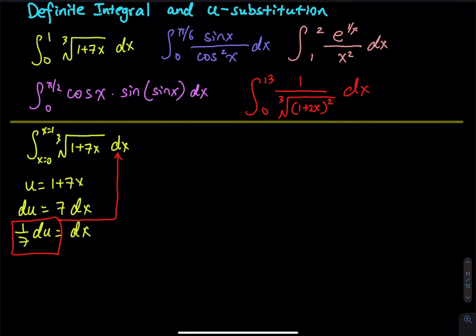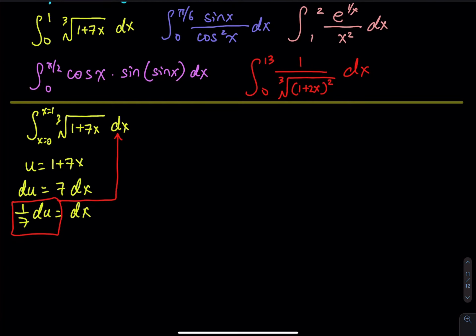Oh, by the way, did I miss a step? Yep, I missed a step in here, so you have to find u of 1, so that is 1 plus 7 times 1, which is equal to 8. U of 0 is 1 plus 7 times 0, which is equal to 1. So after you perform these steps, sometimes the upper limit is less than the lower limit. Don't worry about that, everything will be okay.